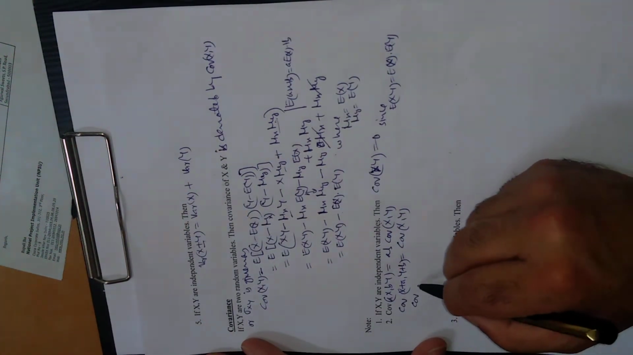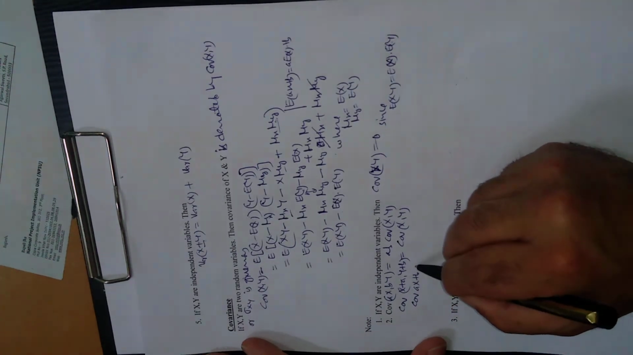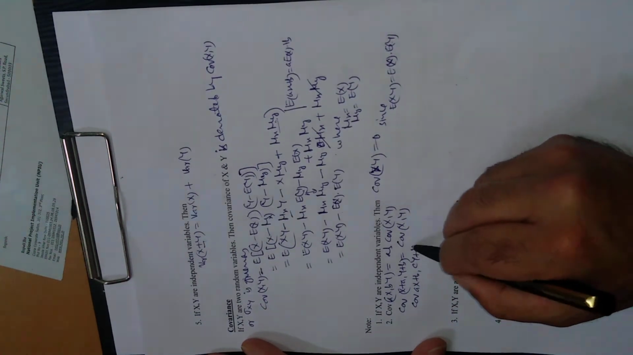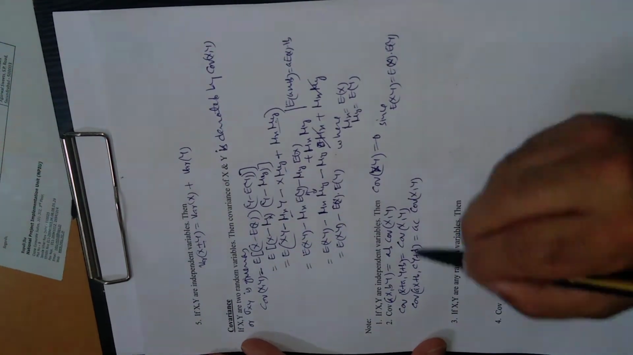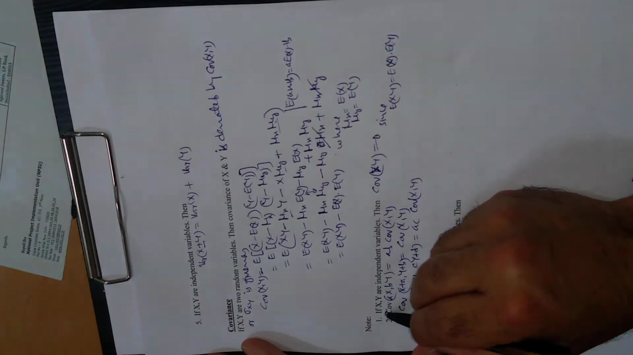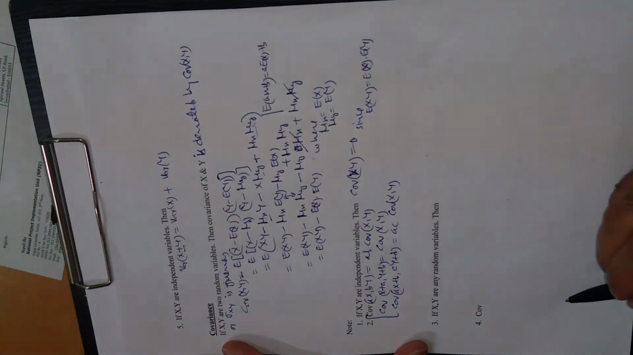Next is covariance of ax plus b, c y plus d. So this will be ac times covariance of x, y. So all of these are important results.